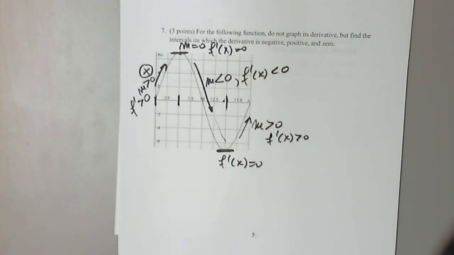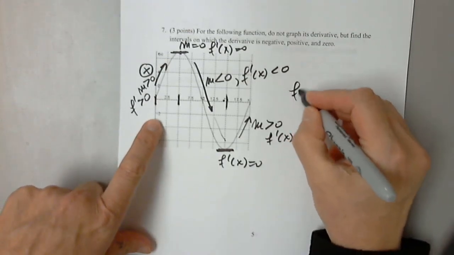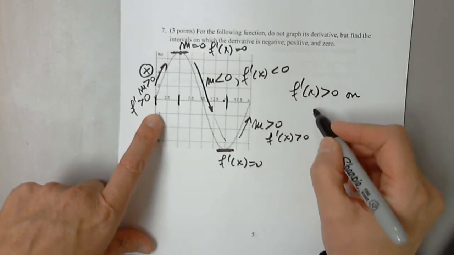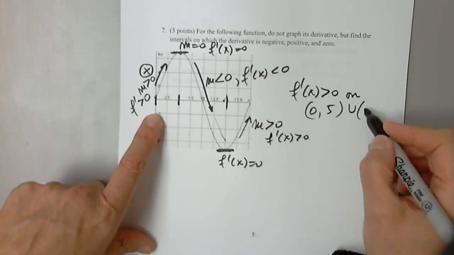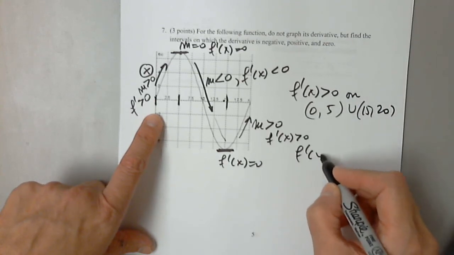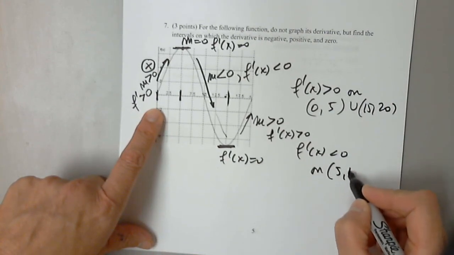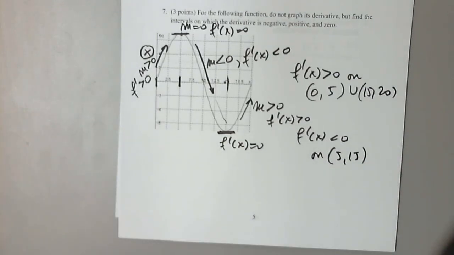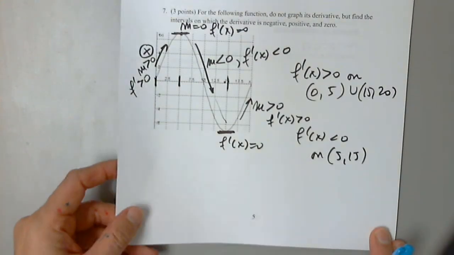Any questions? So is that how we should write it for the answer? Exactly how it's here. So f prime of x positive on 0 to 5, union 15 to 20, and f prime of x less than 0 on the interval 5 to 15. Is that clear? Do we understand this? Is this clear to everyone, please? Any questions? Please ask. Anything else?